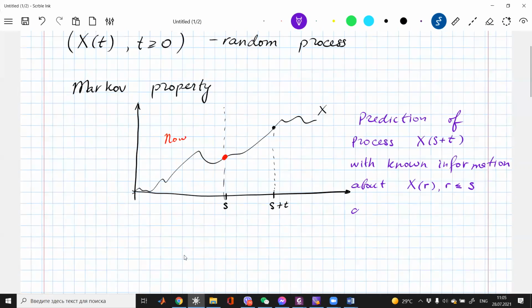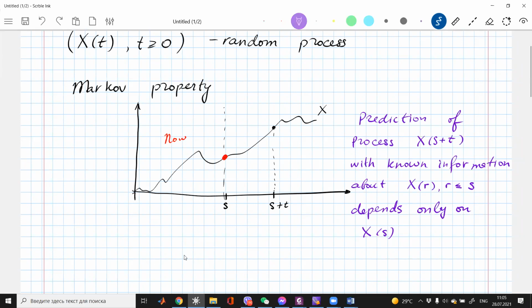this prediction depends only on the value X_s. So we do not need to know all trajectories here, but we need to know only the distribution of the process at point s. So this is an informal description of a Markov process; we will write it precisely later.